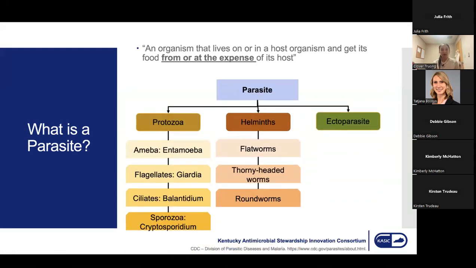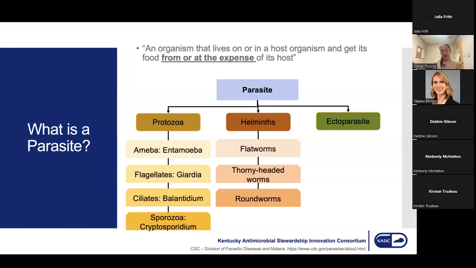Parasites are further categorized into three groups. One of them is called protozoa. The other one is helminth, and the last one is ectoparasite. Under protozoa, they are also further classified into four smaller groups. The first one is amoeba, an example of that is Entamoeba. And then flagellate, and an example of that is Giardia. Next one is ciliated, an example of that is Balantidium. And the last one is Sporozoa, and an example of that is Cryptosporidium.